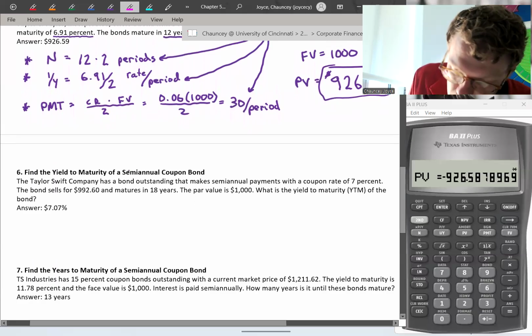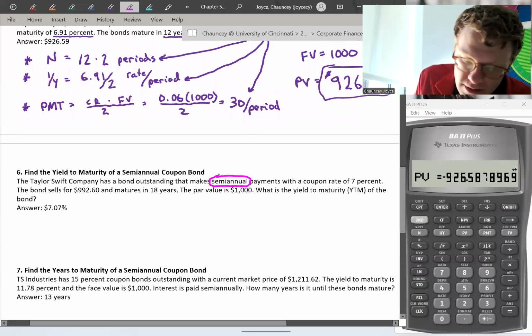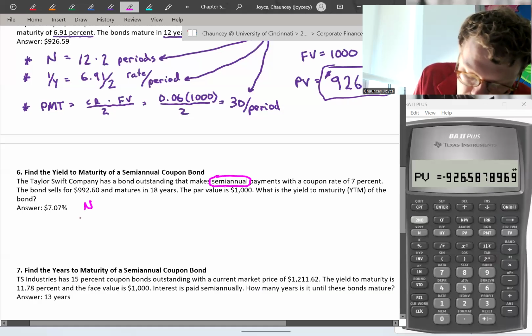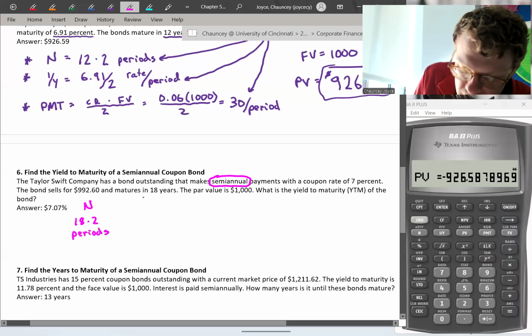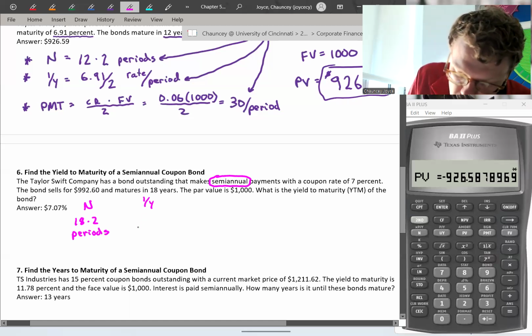Again, this is a semi-annual bond, so circle that. That's a crucial detail that's going to trip up a lot of students. N is 18 times 2 periods. Timing, I like to do these first. Risk or yield to maturity here. What is the yield? When we solve this, it's going to come out as a rate per period.